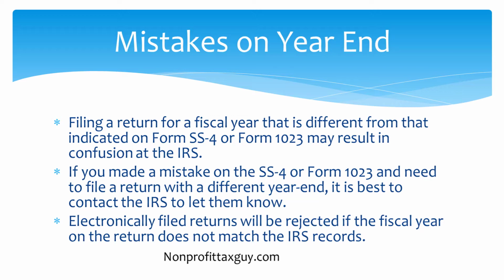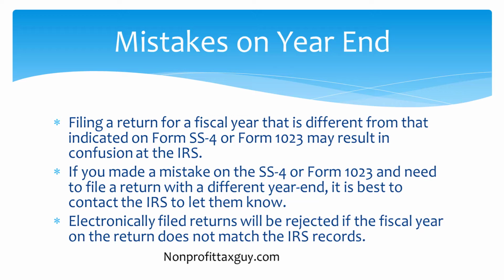Now, if you file an electronic return, you're probably not going to be able to file it. The IRS is going to reject the filing, and it's going to give you an error message that says the fiscal year on the return does not match the IRS records. If an organization with a determination letter is filing a Form 990N on the IRS website, it's only going to be able to file a return for the fiscal year that's shown in the IRS records. So if the IRS records are not correct, you're going to have to call the IRS to straighten it out before filing your Form 990N.